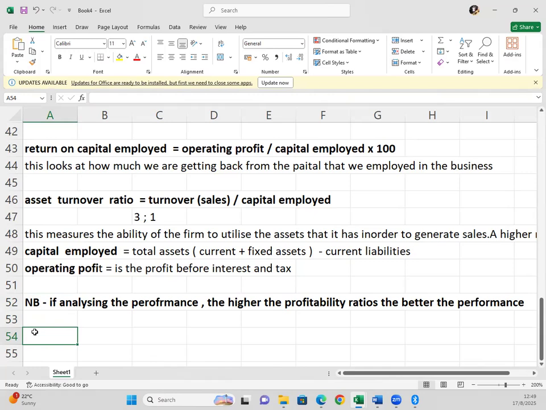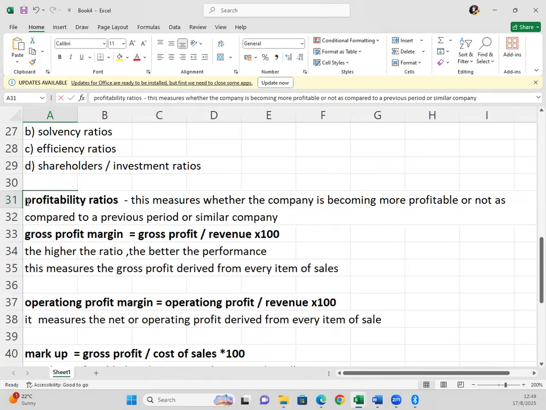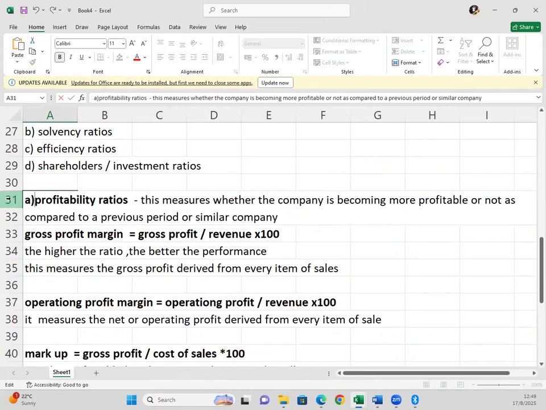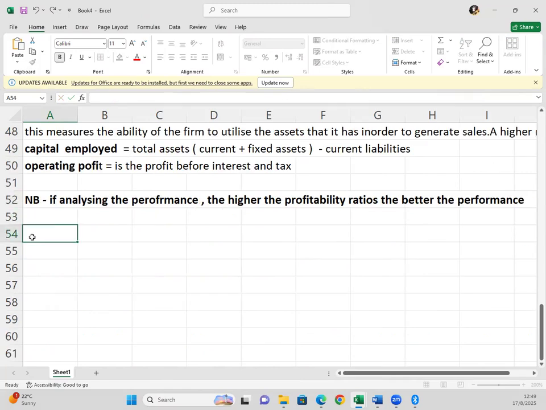Now let's move on to the next type of ratios. So these were profitability ratios. Let me call them A. The other type of ratios we have are the liquidity ratios, or solvency ratios.